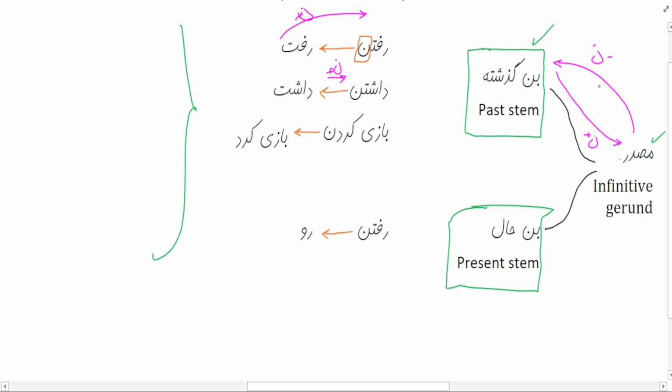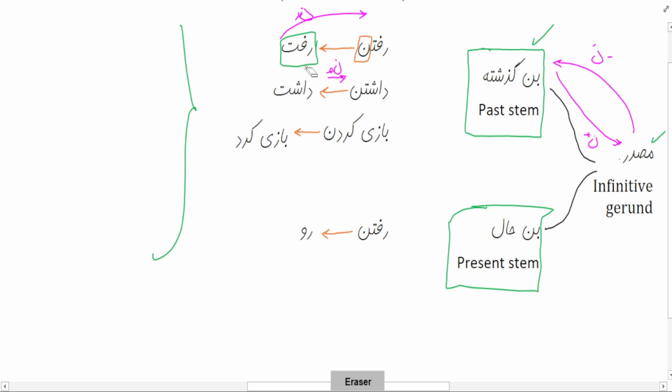Okay, and you have also memorized this guy, because the difference between this and this is just a ne. So if you remember this form of any verb you are given, you just add a ne and you will have the infinitive or gerund of that verb too. That is, you memorize, for example, raft, and you just add a ne. This way you will have raftan.